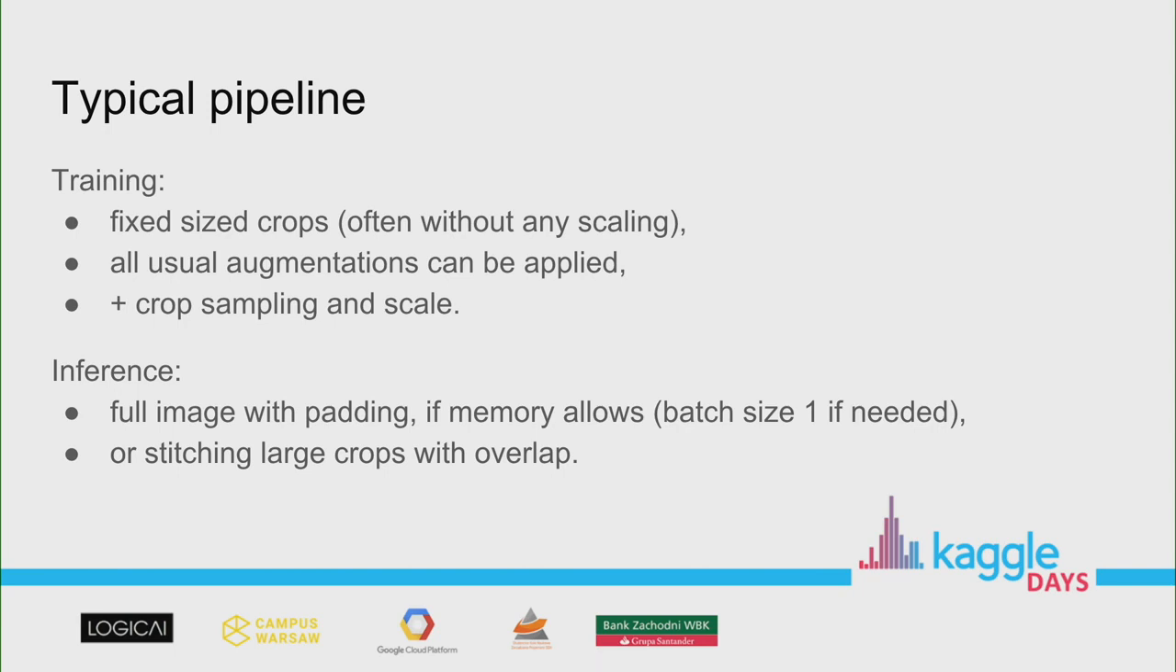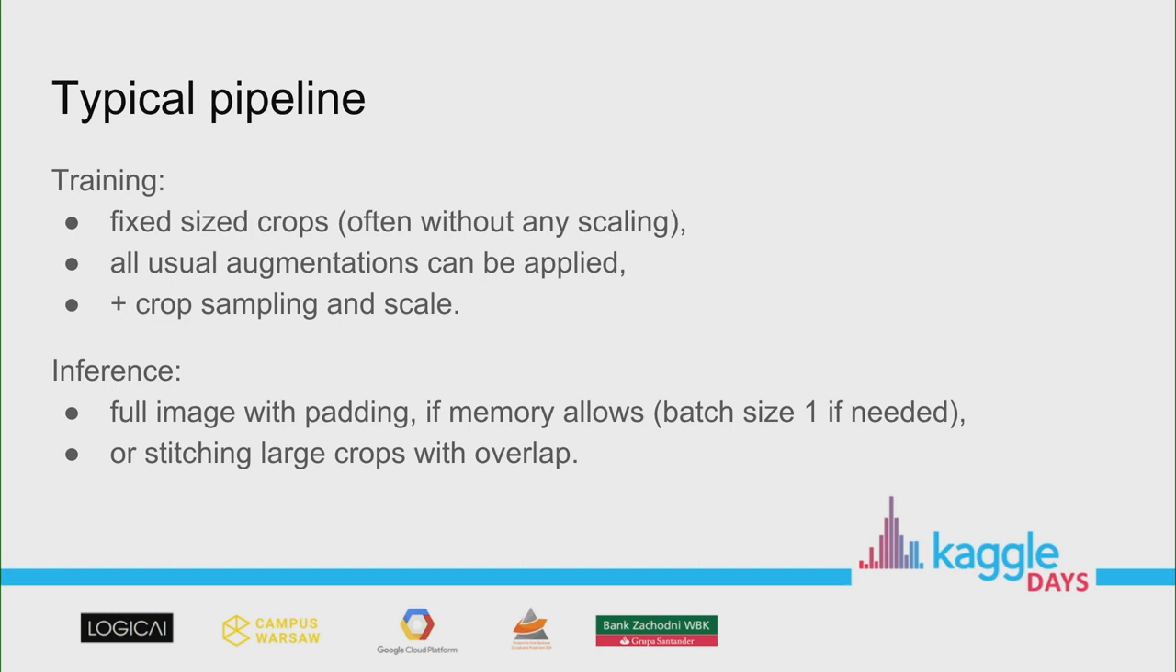And then during inference, you use a different size. During inference, you either try to load the whole image and pass it through the network, even if it's large. And if it doesn't fit in memory, then you use large batches and do stitching, so stitch these batches together. So why do you do this?